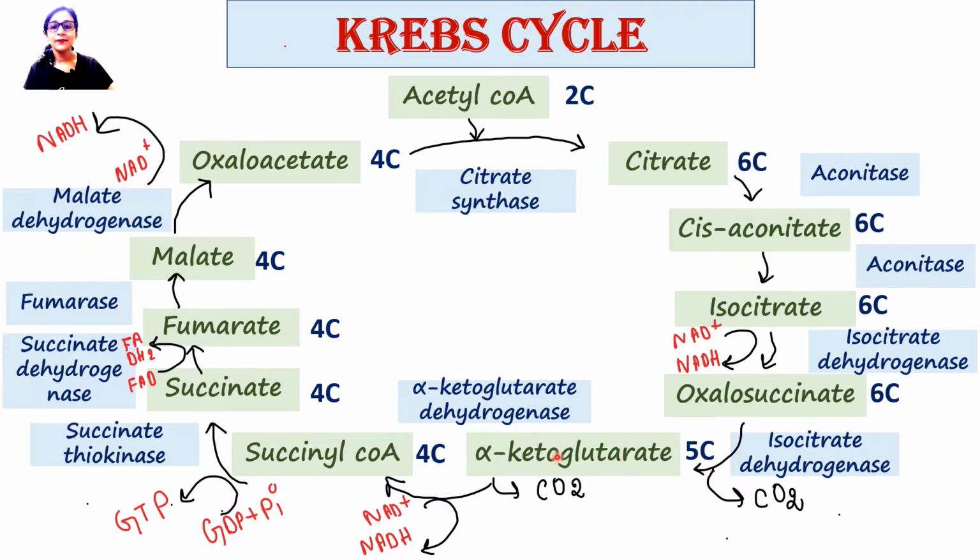Alpha-ketoglutarate is converted to succinyl-CoA by the enzyme alpha-ketoglutarate dehydrogenase. At this stage of the Krebs cycle, the second NADH is produced and the second CO2 is liberated. So here alpha-ketoglutarate is a 5-carbon compound. As one molecule of CO2 is liberated, the resultant product is succinyl-CoA, which is a 4-carbon compound.